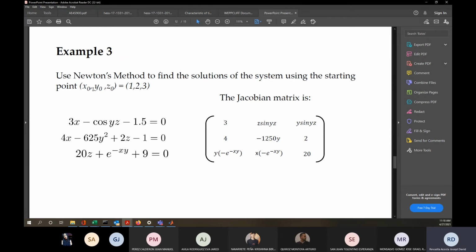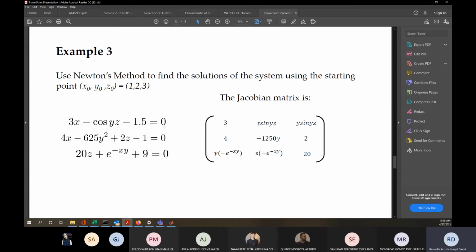So, the example number 3 says, use Newton's method to find the solution of the system using the starting point x0, y0, z0 equal to 1, 2, 3. So we have these initial values and we have this system. This is the Jacobian matrix.